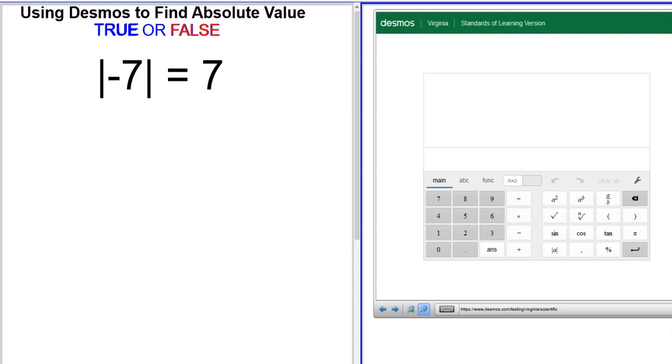Now that we've found out how to use number lines to find absolute value, we're going to practice using Desmos, our calculator for Virginia, to calculate absolute value and also to compare different absolute values of numbers.